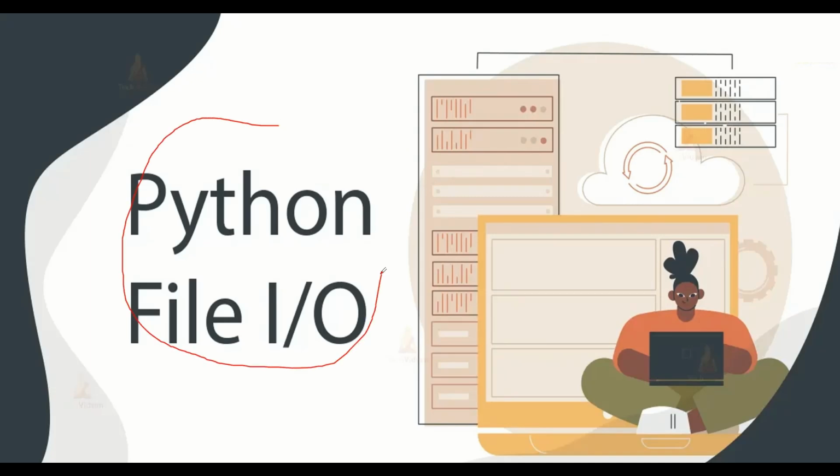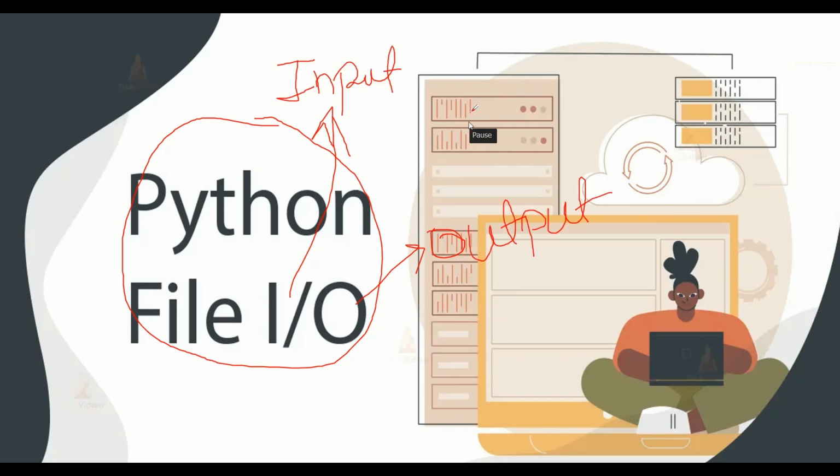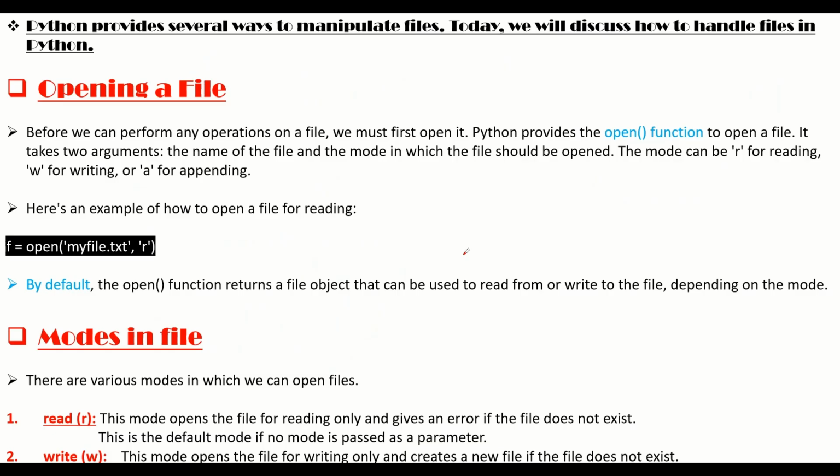So the first topic is file IO. What is the meaning of this IO? IO means input and output: I means input and O means output. So what we will learn is the input and output of files. Python provides several ways to manipulate files. Today we will discuss how to handle files in Python.